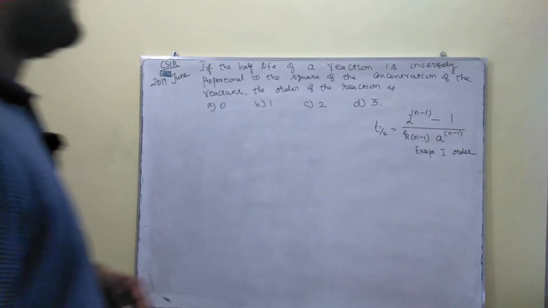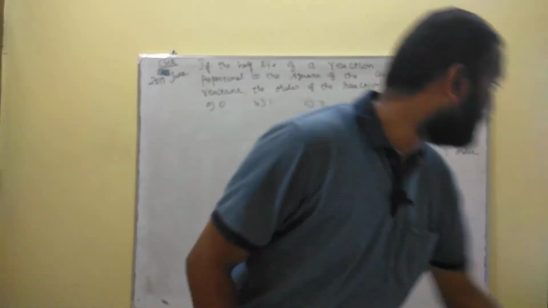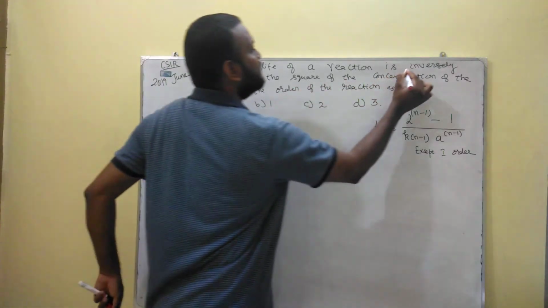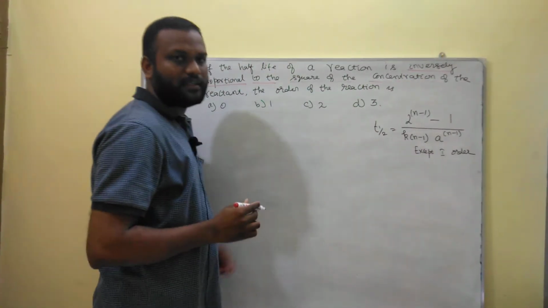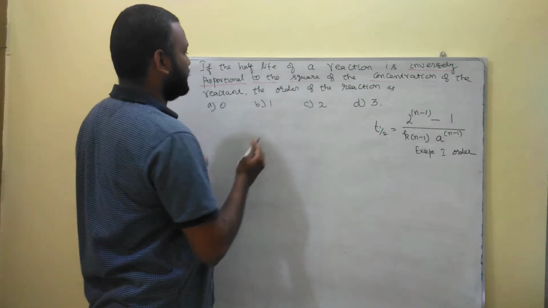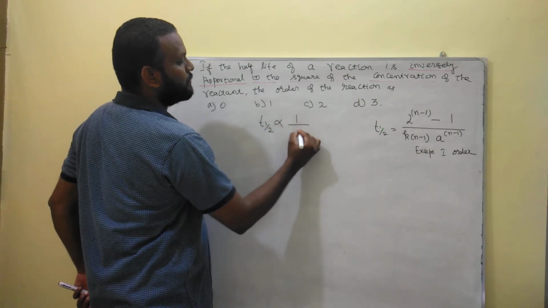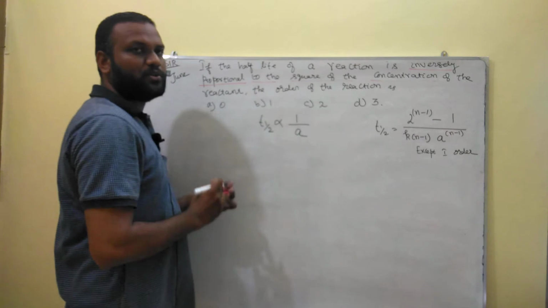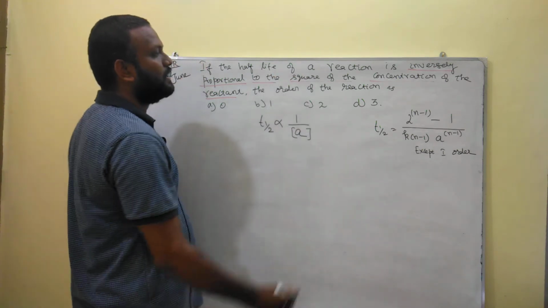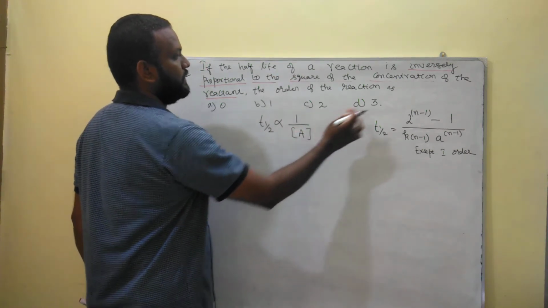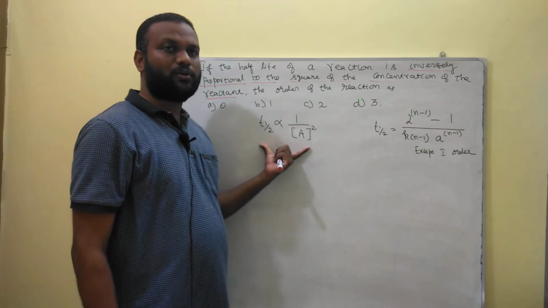What they are asking is the half-life of the reaction, and the order is to be found. The clue given here is that the half-life is inversely proportional to the square of the concentration. So we can arrive at the relation: T half of the reaction is inversely proportional to the square of the concentration of the reactant. We put the concentration of the reactant as concentration of A, whatever it may be. So this relation we have to arrive at.